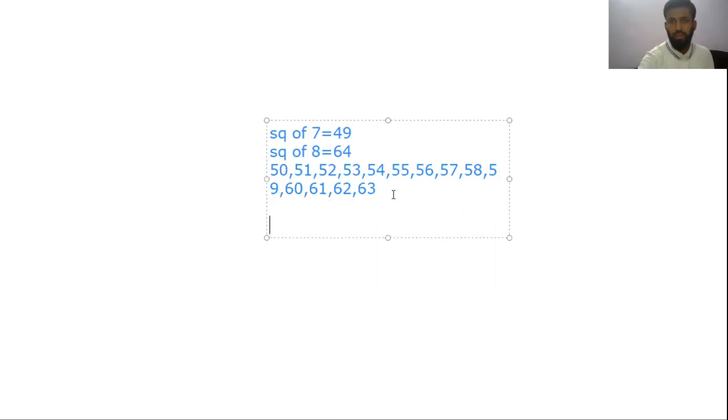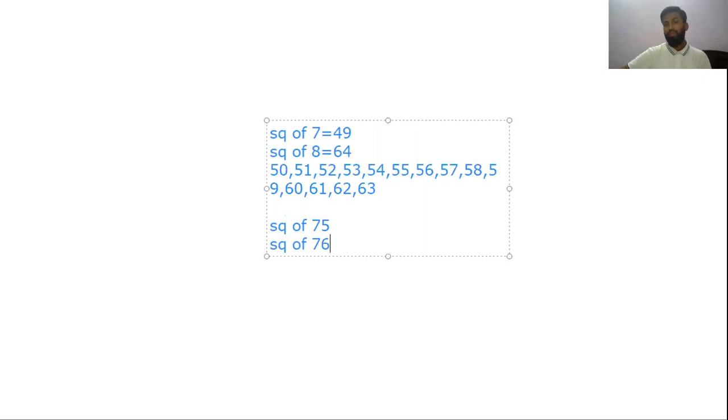For example, let's say my next example is, how many numbers lie in between a square of 75 and a square of 76? Make sure we take consecutive numbers, 75 and 76.